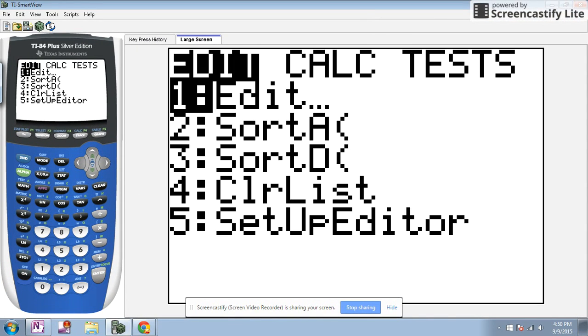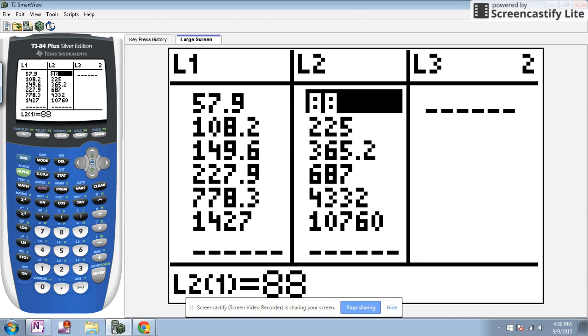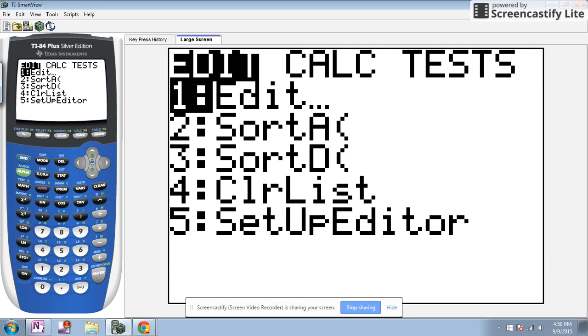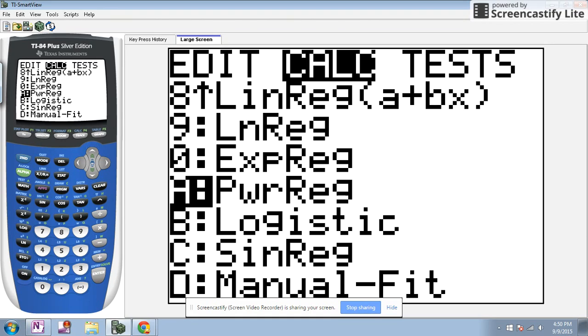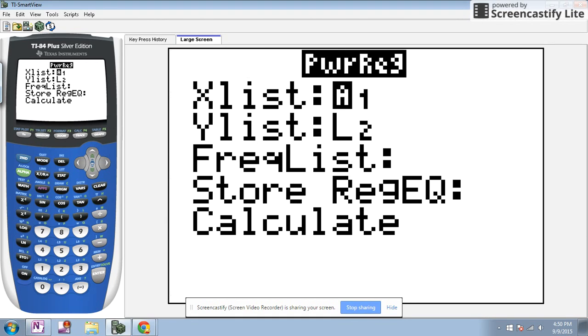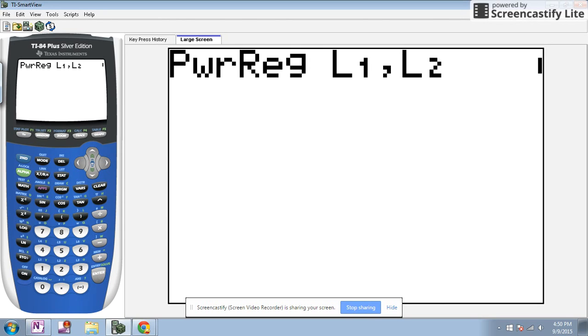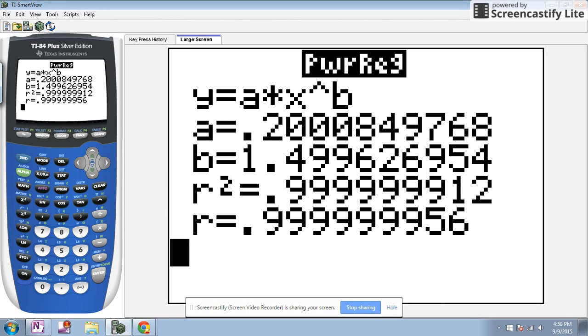I typed it in, I hit stat, and I went to edit, and in list 1, you can see I put all the list 1 values, and in list 2, I put how many days it takes to do a full revolution. And now, let's see if a power regression is a good idea. I hit stat, I go over to calc, and you go down to power regression, and you hit enter, and then you hit enter on all these. And you get your power regression, and well, bam, there it is, right? X is my base, A is my constant, and B is my exponent.